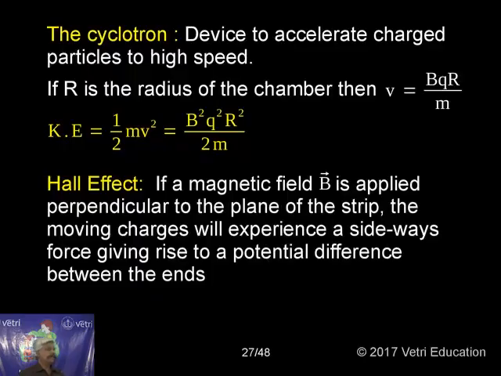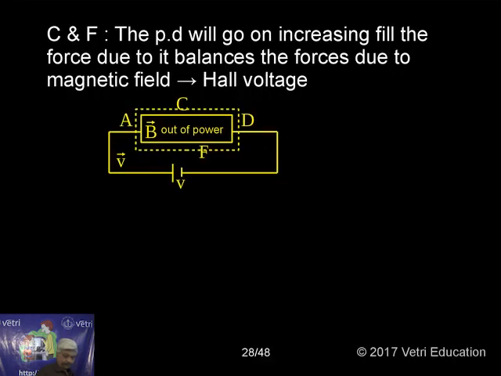If a magnetic field B is applied perpendicular to the plane of the strip, any strip, control strip, the moving charges will experience a sideways force, giving rise to a potential difference between the ends. Sideways force. Actually, it gives a potential difference. This effect is called Hall effect.